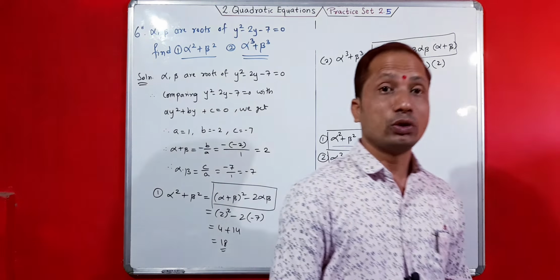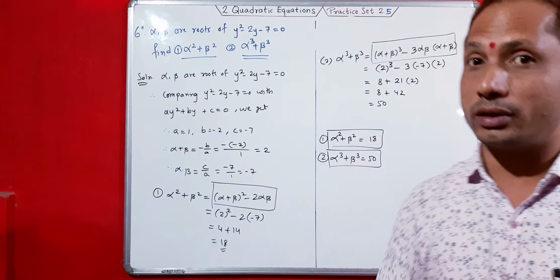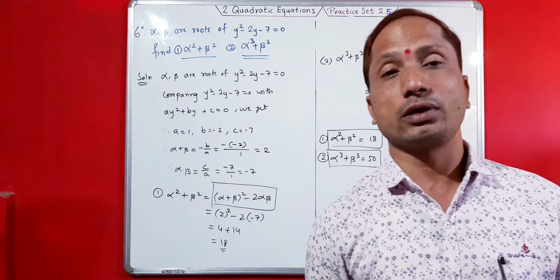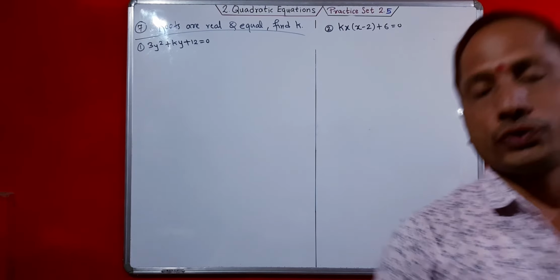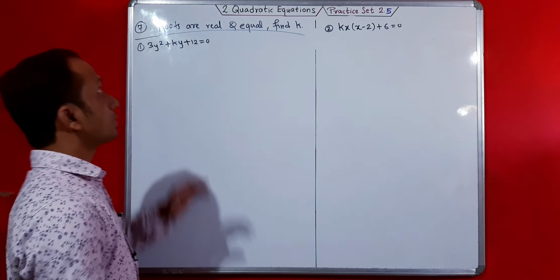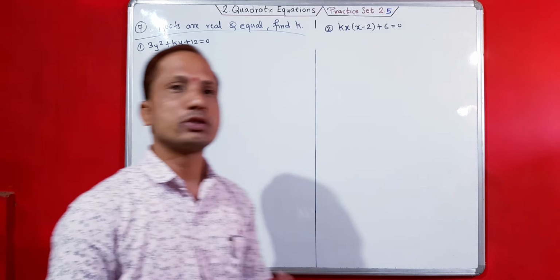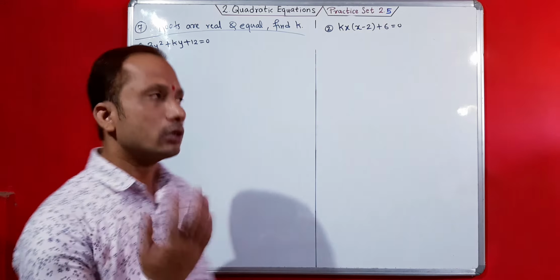So this is the problem number 6. We have solved it, and now we are going to solve the last problem of this practice set, problem number 7. So we'll solve the last problem. In the last problem, what is given? The roots are real and equal, find the value of k. For the given quadratic equation, roots are real and equal, we have to find the value of k. So let's start to solve this.